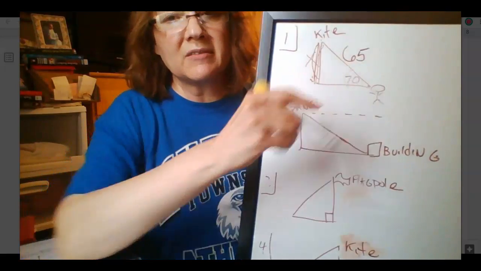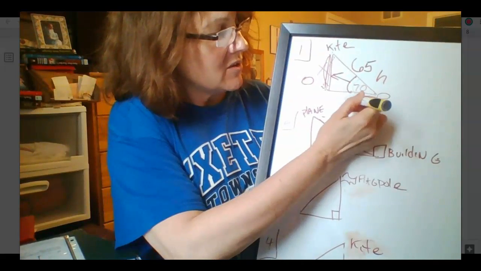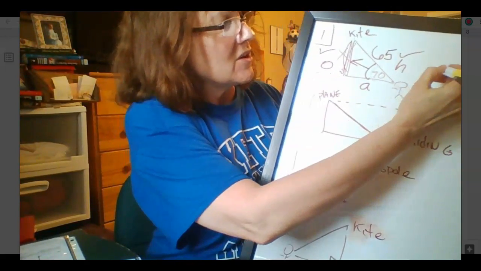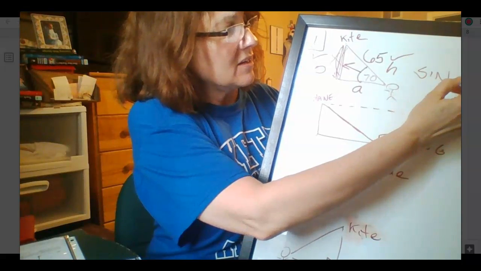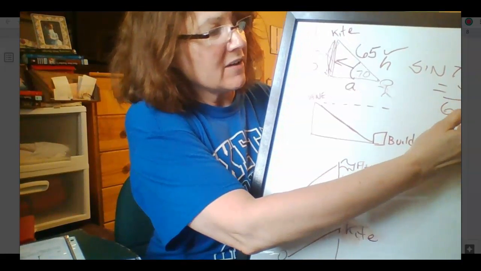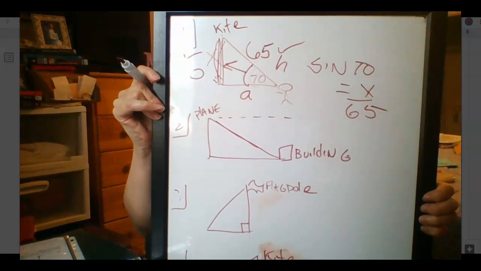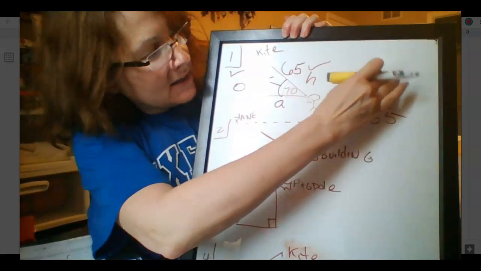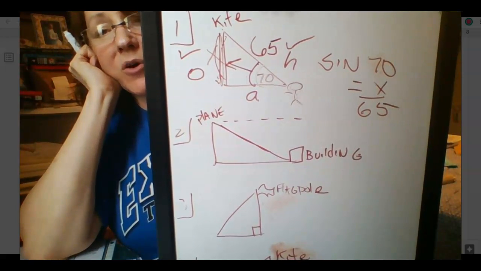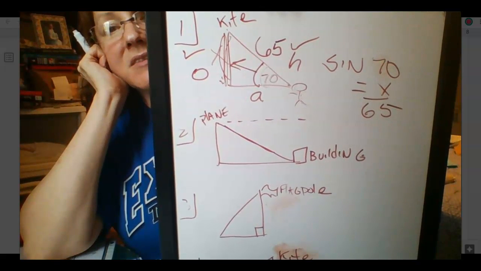So what trig function is that? Well, let's see. That's my opposite. Here's my hypotenuse, and here's my adjacent. So I have something on opposite and something on hypotenuse, so that's sine. So I want to do the sine of 70 degrees equals x over 65. Sine of 70 degrees equals x over 65. So all you would have to do is multiply the sine of 70 times 65, and that'll give you your answer.